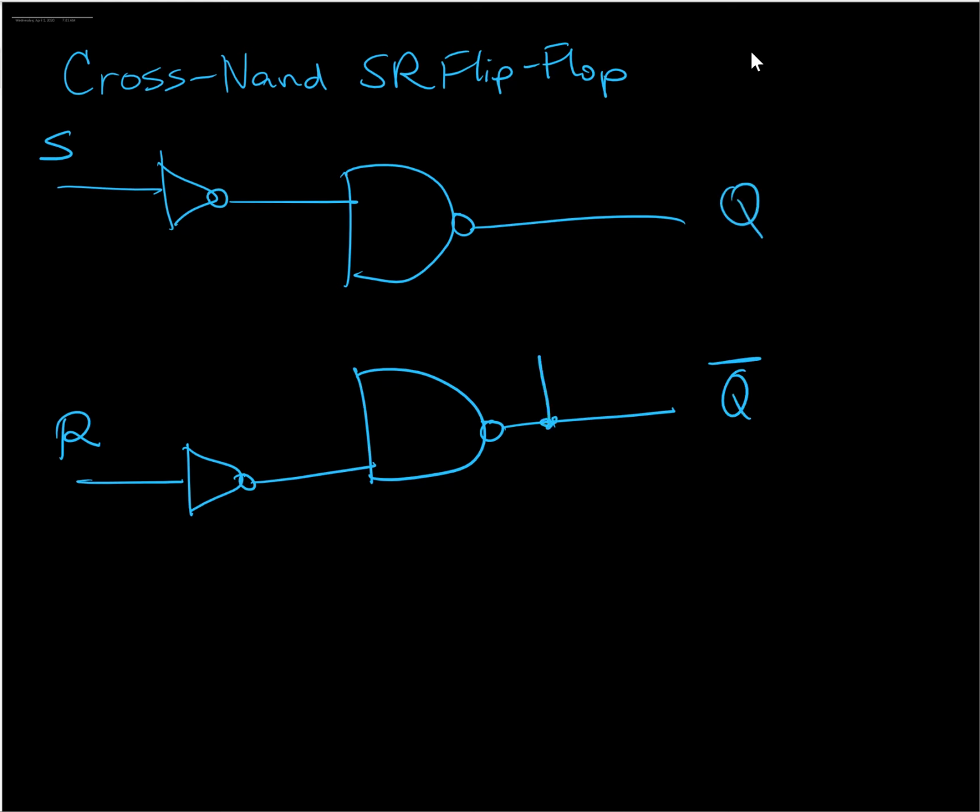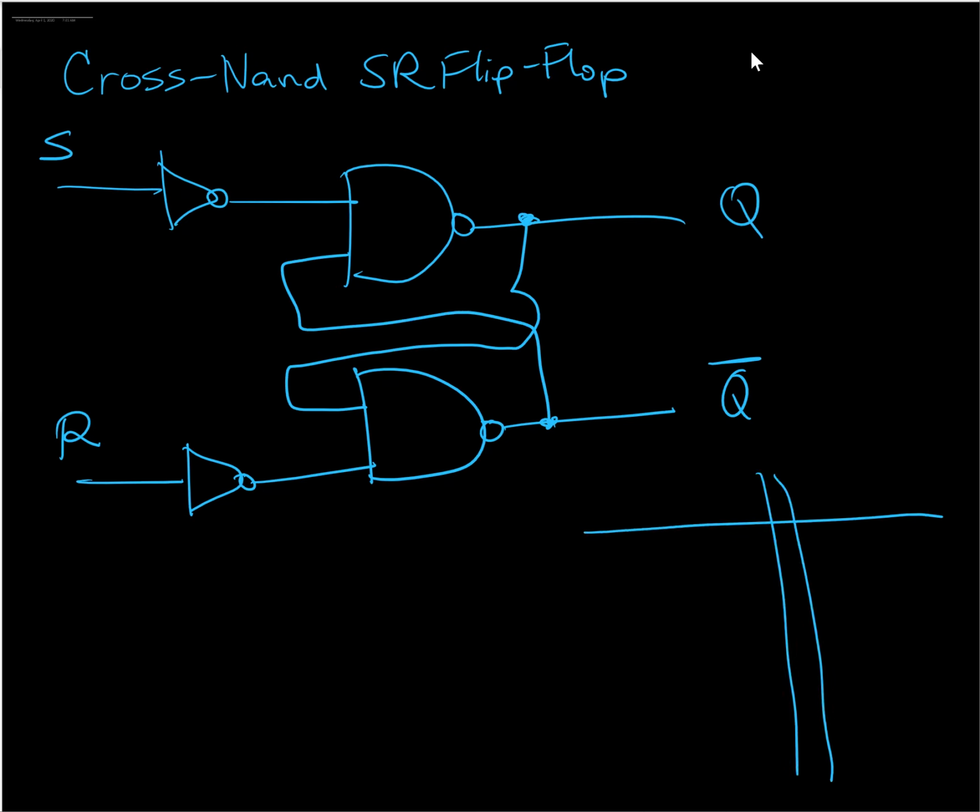And then we still have feedback crossing over the gates there like this. Okay, so that's our circuit, and we want to draw the truth table. So we have two outputs, Q and Q bar, and we have two inputs, S and R. And this circuit is based on NAND gate behavior.